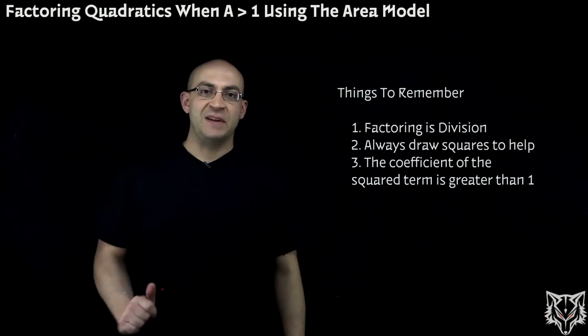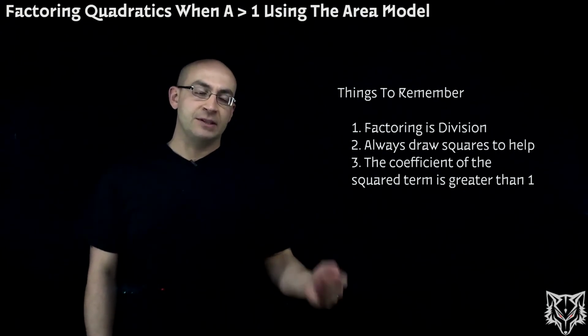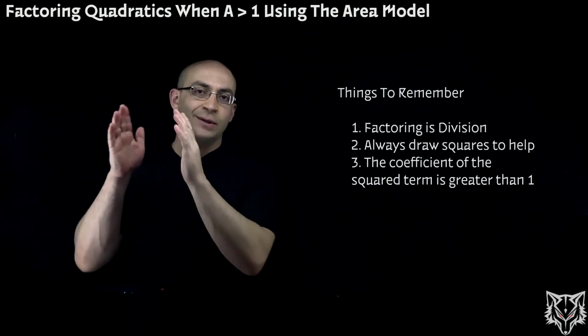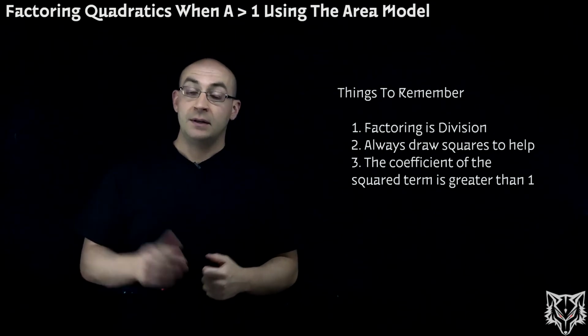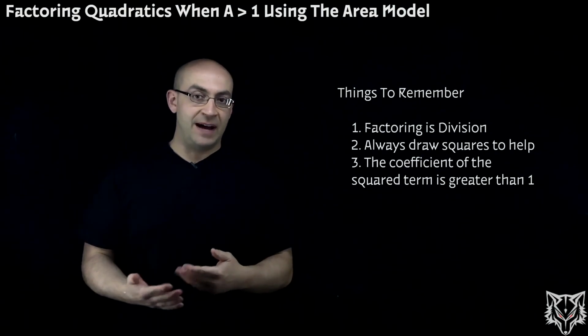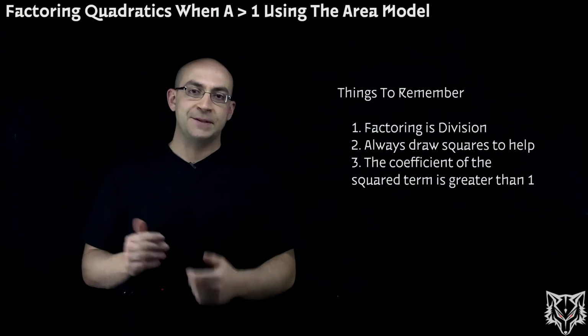Things to remember for this video. Exactly the same process as the last video. The only thing that's going to be different here is our coefficient. Our initial term's coefficient is going to be a number that's greater than 1. Now, as we saw from today's video, it could be 2, 5, 3, 10, whatever. It doesn't matter because the area model still helps us through that process.